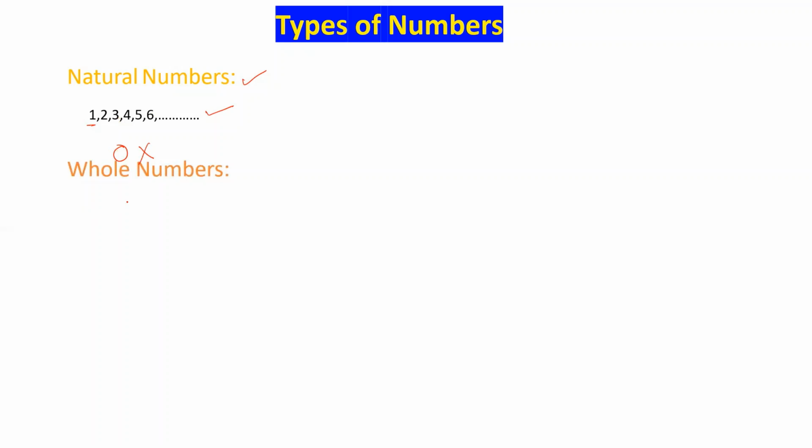Whole numbers. We know that 1, 2, 3, 4, 5, 6 and so on are the natural numbers. If we add 0 to the natural numbers, we get whole numbers. 0 is the smallest whole number. Next, prime numbers.